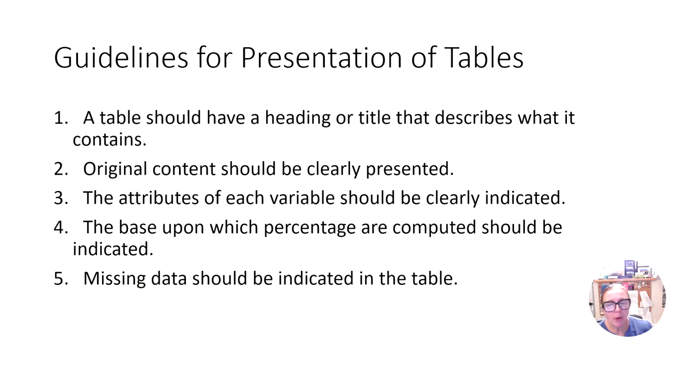Finally, when we're putting our tables together, a table should have a heading or a title that describes what it is, right? If we have a series of tables, they should go in order: table 1, table 2, table 3. Our content should be presented clearly. The tables should make it easier to understand what you've written in paragraphs. The attributes of each variable should be clear. The base that we're using for our percentage should be clear. And if there's missing data, that should also be indicated.